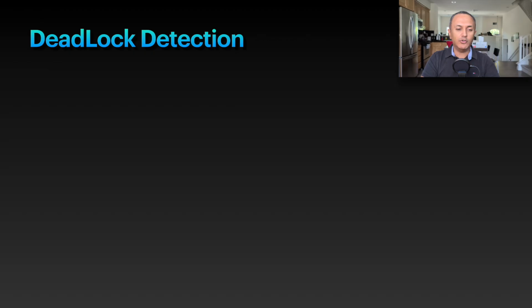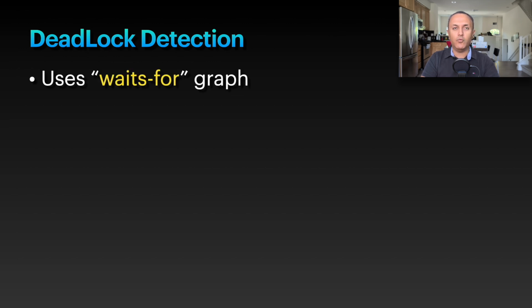Starting with deadlock detection. Deadlock detection, like I said, is something that the system has to do after the fact, to detect whether there is a deadlock or not, and then to do something after that. So how does it detect the existence or the presence of a deadlock? Usually we use a graph. We call that the waits-for graph. What's the waits-for graph?